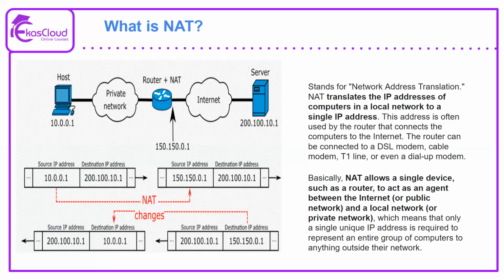So basically, what does NAT do? NAT allows a single device such as a router to act as an agent between the internet, or the public network as we call it here, and the local or private network. That means only a single unique IP address is required to represent an entire group of computers to anything outside the network. It also means that a router has its own IP address, and it is sharing the internet connection with multiple hosts in a private network. They all act as one single IP address represented by the router. That's the one which is going to translate before the packet is sent to the destination server in the public network.